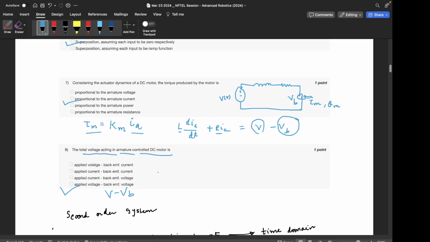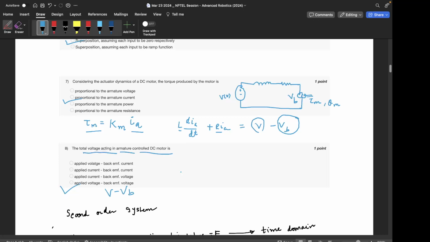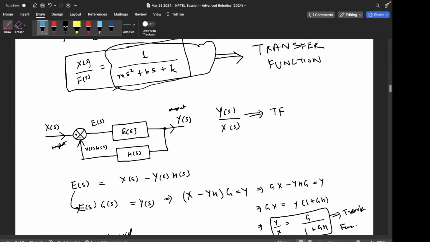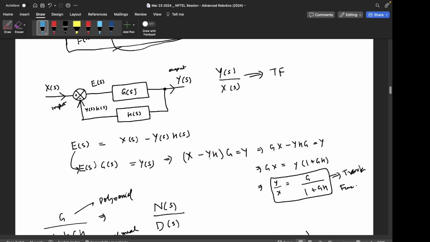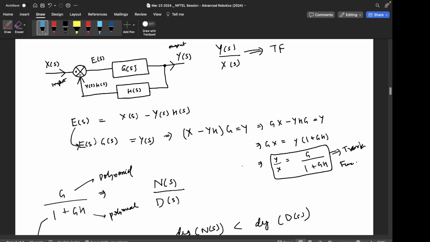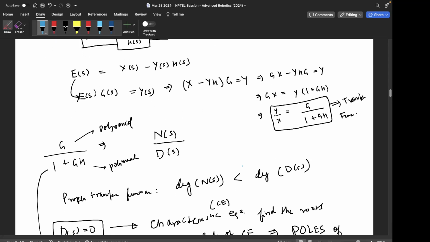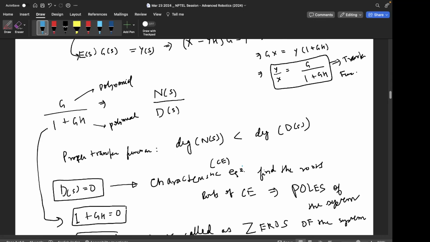So I will just quickly summarize what we have seen today. We saw the second order system and how to model it as a transfer function, right? Then some general notes about transfer functions. A transfer function gives the relation between the input and the output, and is generally expressed as a ratio of two polynomials in which the degree of the numerator is less than the degree of the denominator. The denominator, when equated to 0, gives us the poles of the system, and the numerator equated to 0 gives us the zeros of the system.